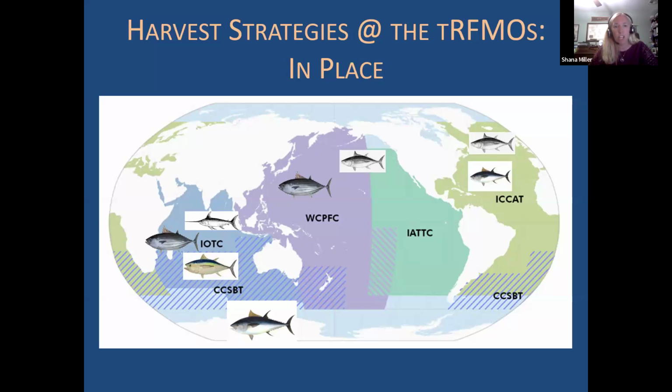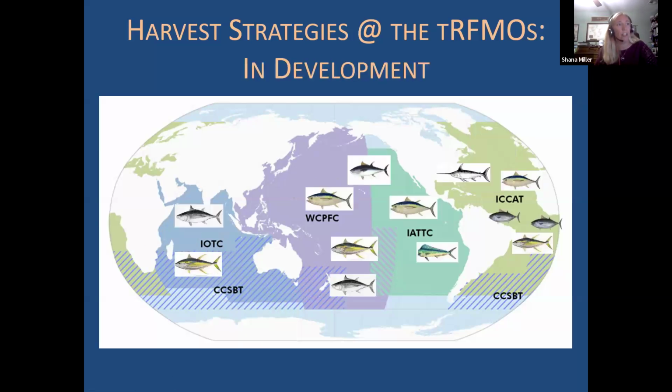These are the harvest strategies that are in place currently at the 5 tuna RFMOs. So you see there are quite a number of them. But if you look at the number of harvest strategies in development, it's an even greater number. And these highlighted in red are scheduled to have the MSEs completed and the harvest strategies adopted this year in 2024. So there are big opportunities coming up at the tuna RFMOs.